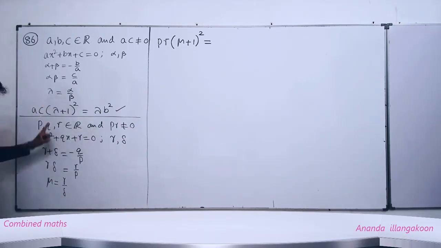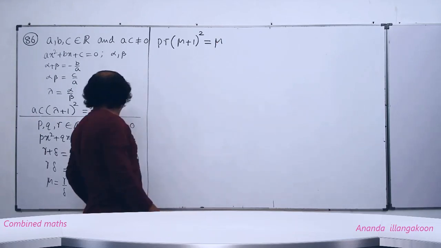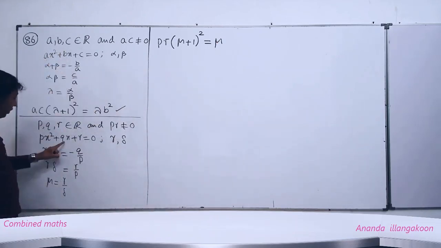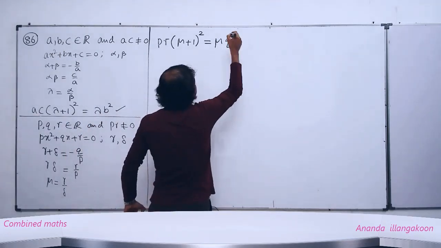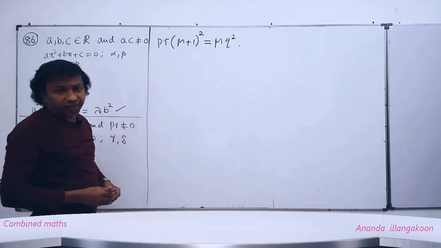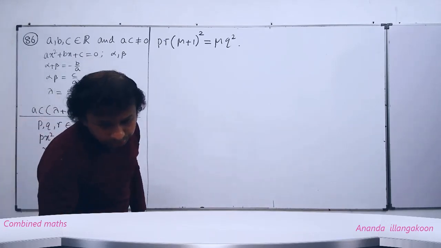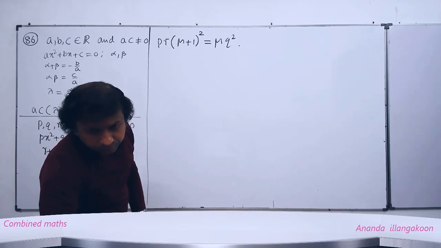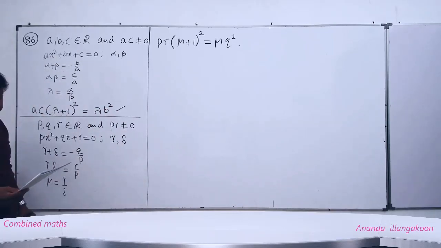Lambda means this ratio. Here it is mu. B squared means the middle squared. It is Q squared here. This way, one result we can write. Right? Okay. Then we wrote it. Right.